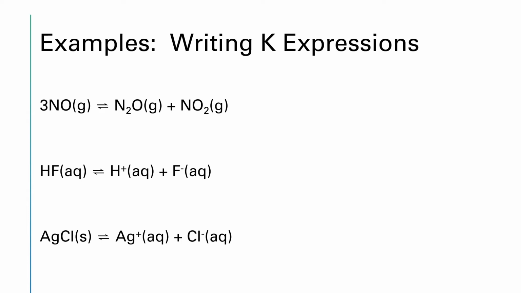All right, here we go. For our first reaction, we're going to take products over reactants. In this case, all of the chemicals are gas phase, so they will all appear in our expression. So in the numerator, we're going to put N2O and NO2. They both have coefficients of 1, so we don't write any exponents since it's an understood 1.